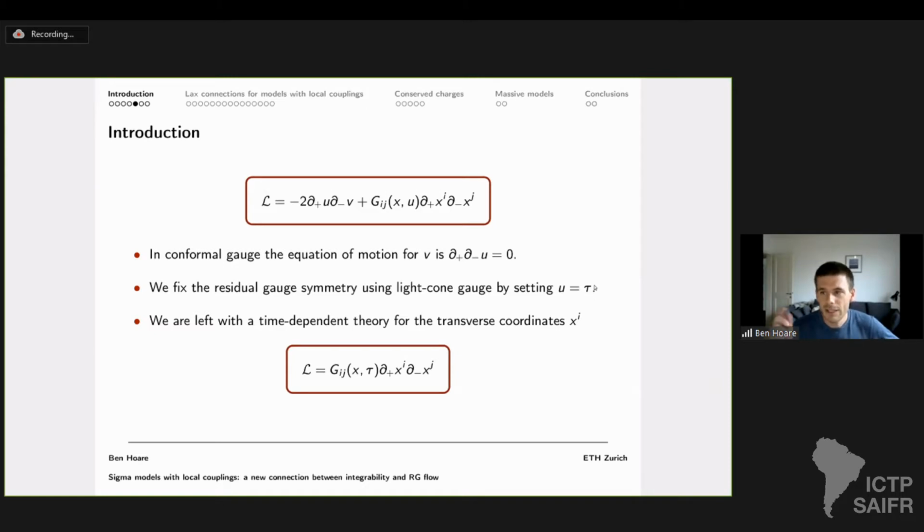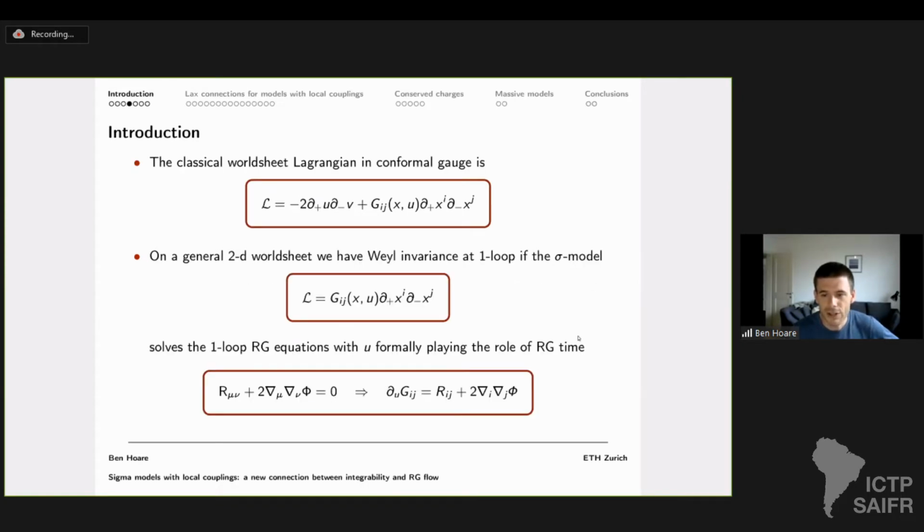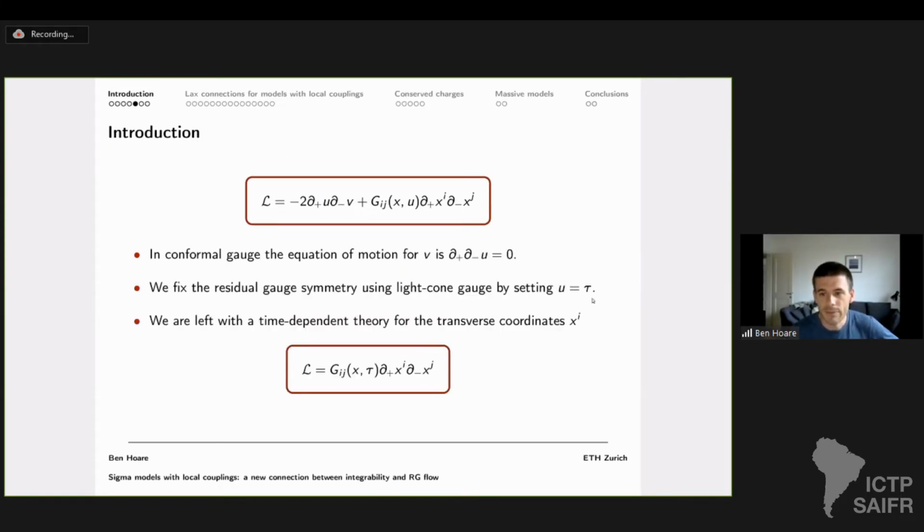So already we see an interesting relationship here, which is that I'm relating the RG time to the real time tau. And what we're left with is a time-dependent theory for the transverse coordinates xi. So this is the light cone gauge fixing of this model here.